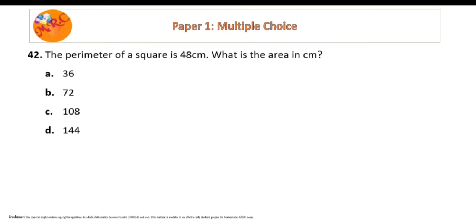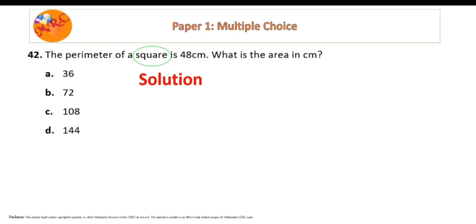The perimeter of a square is 48 centimeters. What is the area in centimeters? So we're looking at a square, and we're given the perimeter and asked to find the area. Let's highlight a few things.